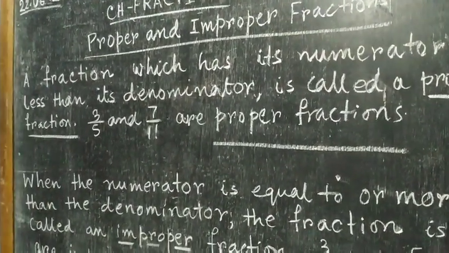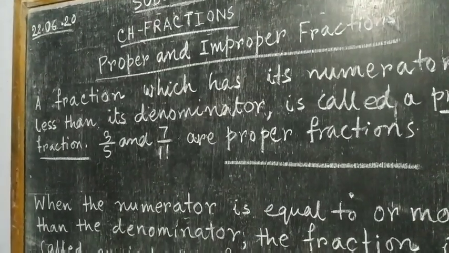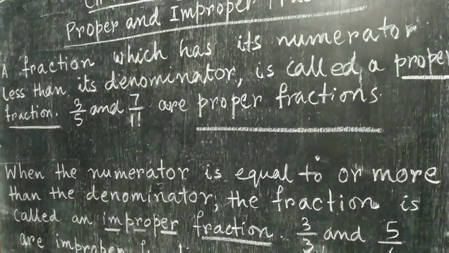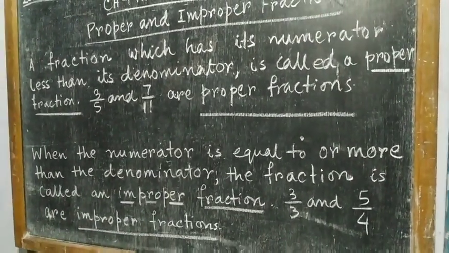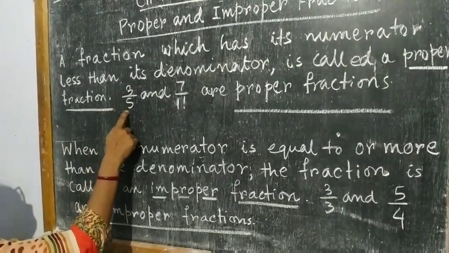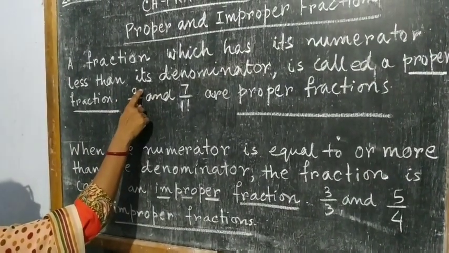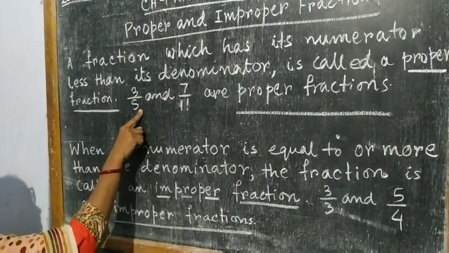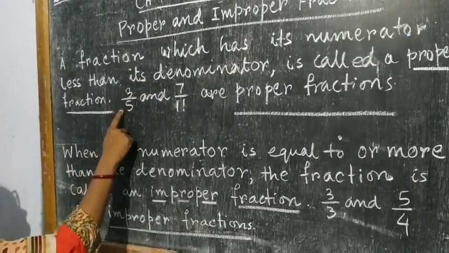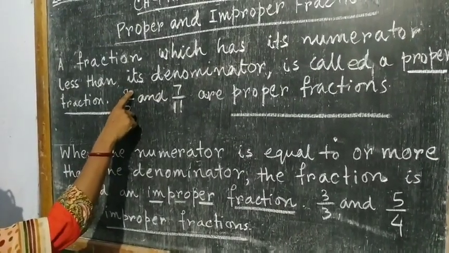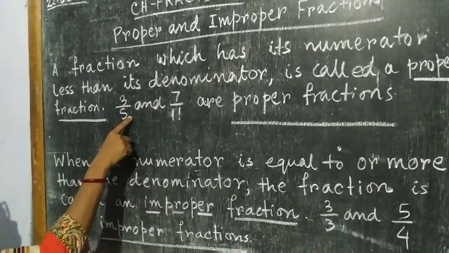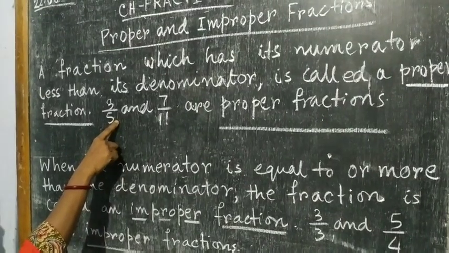What is a proper fraction? A fraction which has its numerator less than its denominator is called a proper fraction. Now see children, 3 by 5 is a fraction. Now 3 is the numerator and 5 is the denominator. According to the definition, its numerator, that is 3, is less than its denominator 5. So it is called a proper fraction.